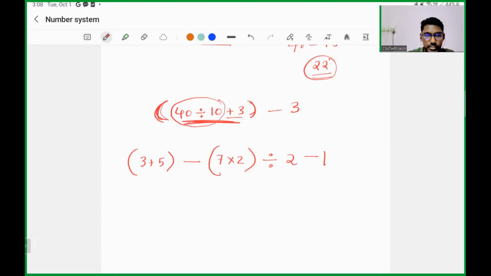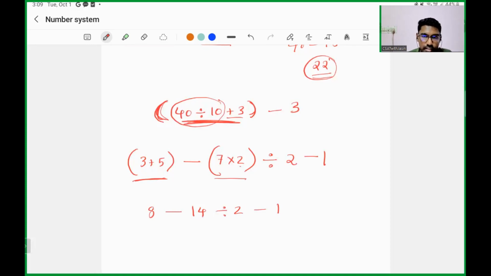Yes, all of you are getting 0. Fine. So here what you need to do first is the BODMAS rule. Bracket has to come first. Here there are 2 brackets, so you do this simultaneously. First this bracket: 3 plus 5 is 8, minus 7 into 2 is 14 divided by 2 minus 1. Bracket we have done.